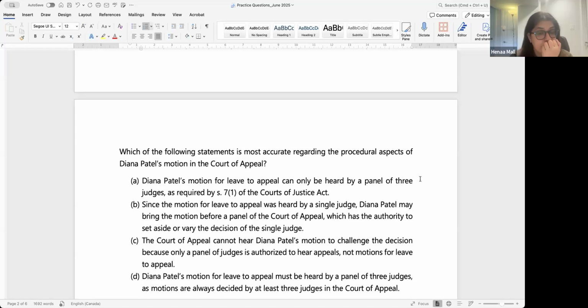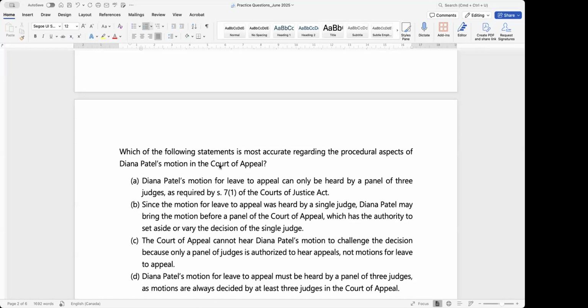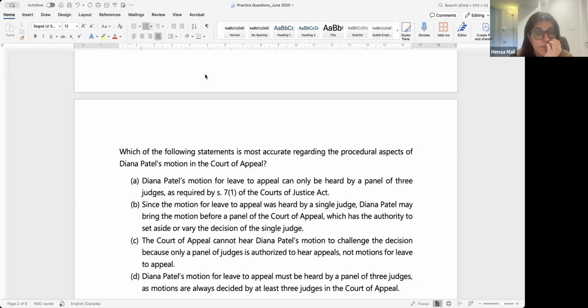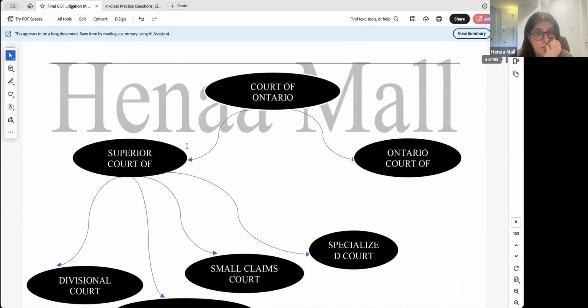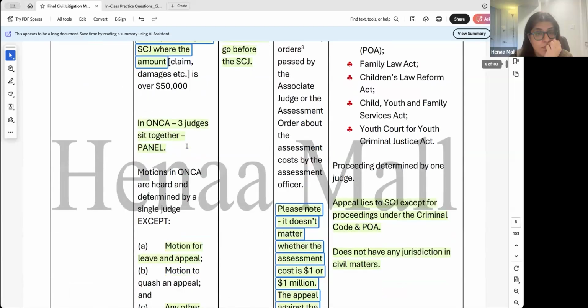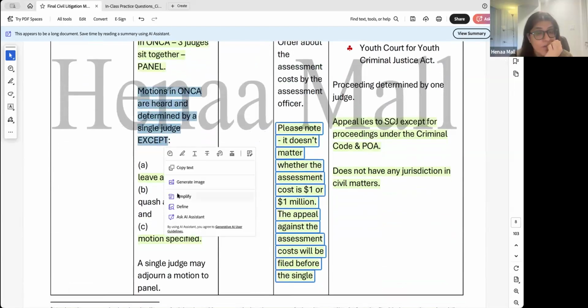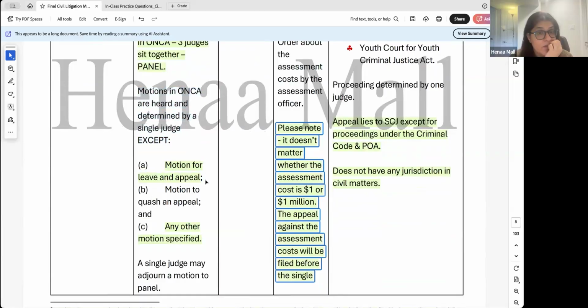What is the answer here? You think so, Harsha? D is the right answer? What was the thumb rule? Let's go back. Except for motion for leave and appeal, right? So it will be heard by 3 judges, correct? Why will it be heard by a single judge?